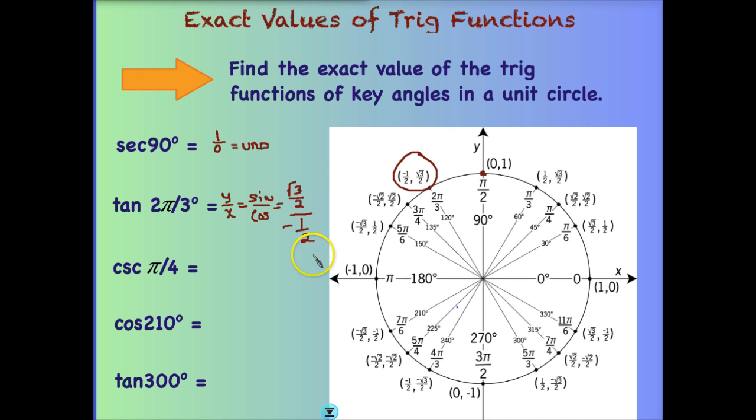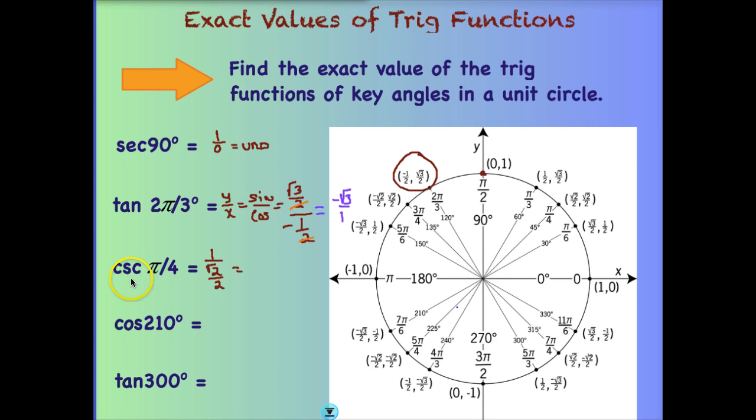Well, obviously we can't leave an answer like this. This isn't very simplified. But if we have common denominators, those can cancel, and we're left with an exact value here of a negative root 3 over 1, or just negative root 3. Now it's your turn. Hopefully you're getting the hang of this. Try the next three on your own.